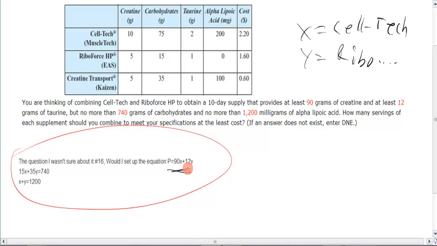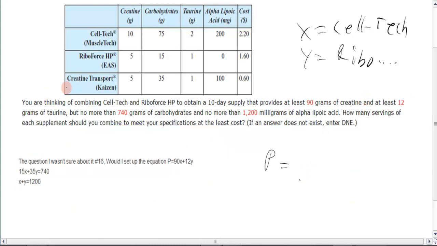All right, so what this means to me is we're taking whatever we're trying to min or max, we're going to take 90 x's plus 12 y's. And the only place on this page I can find 90 and 12 is 90 grams of creatine and 12 grams of taurine. So we're going to do 90 grams of creatine per serving of Celtec and combine that with 12 grams of taurine. Those aren't even like terms, so we can't add them. No. So let's go back and read the problem and figure out what it's asking us to min or max.